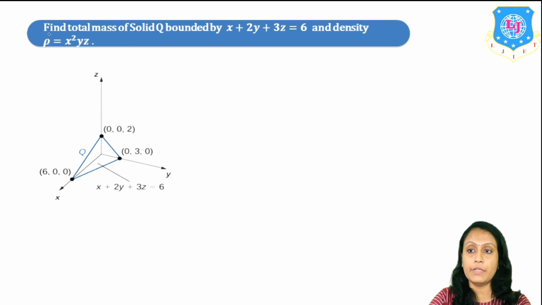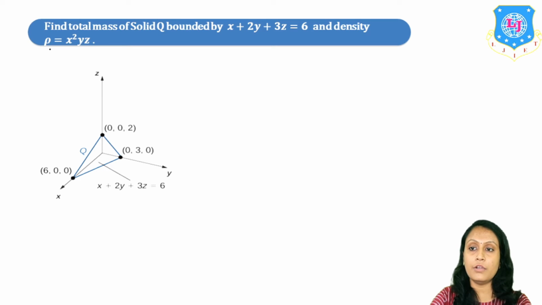Let's solve an example. Find the total mass of a solid Q bounded by x plus 2y plus 3z is equal to 6 and density rho is x square y z. Now here the plane x plus 2y plus 3z is equal to 6 is shown. If you take y and z 0, then x will be 6. So here this point is (6, 0, 0).